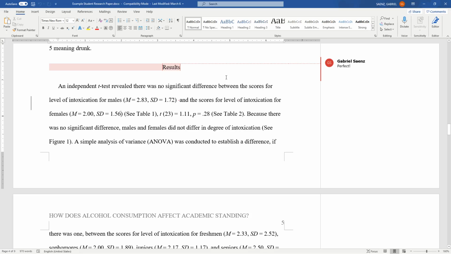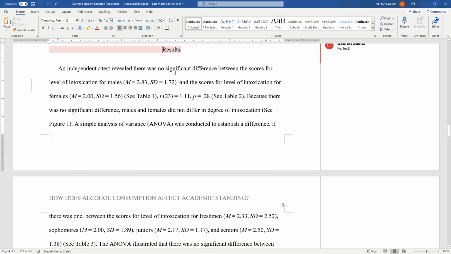Instead of spending a whole time writing out a results section for you, I've just got one example that I'll post with this video, showing you what a previous student has done in a previous year. So here's your results section. Here's what they said. First, they didn't have any introductory information to go through, so: an independent samples t-test revealed there was no significant difference between the scores for levels of intoxication for males, averages and standard deviations, and the scores for maximum level of intoxication for females, means and standard deviation. See Table 1, here's your t-test results, see Table 2.